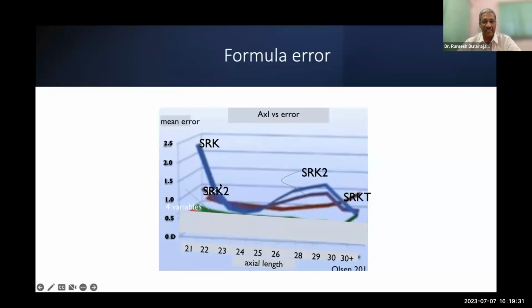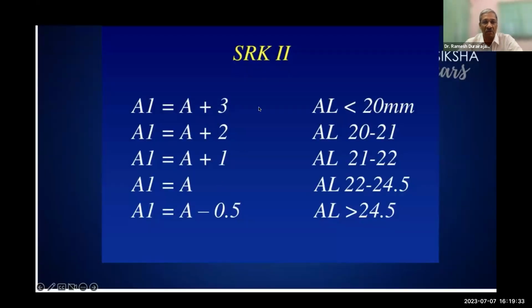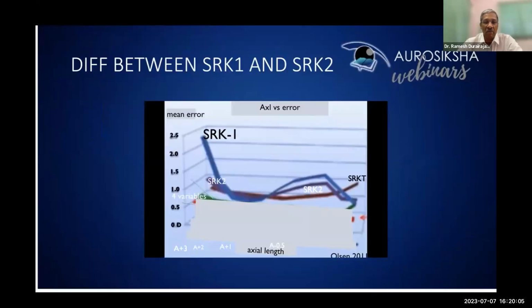To adjust this, they made a small difference in the SRK formula and called it SRK2, which I think is the most commonly used formula in India today. In SRK2, they decided to add +3 diopters if the axial length is below 20 mm, add 2 diopters if it is between 20 and 21, and add 1 diopter if it is 21 to 22. So we have a stepwise alteration of the formula to make it better. And SRK/T is extremely good. In the Western world, the commonly used formula is not SRK2, but SRK/T.